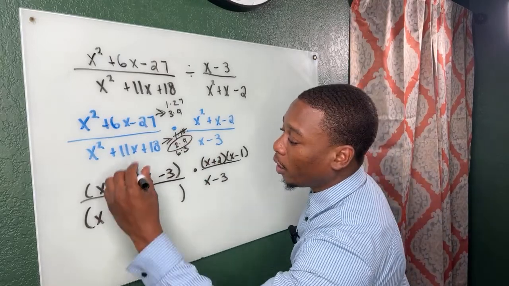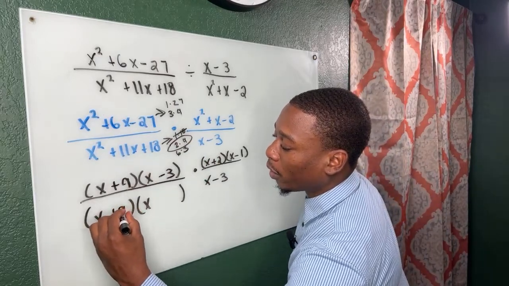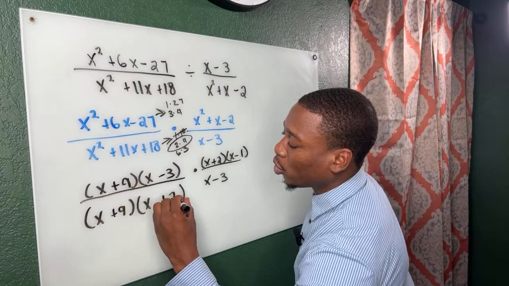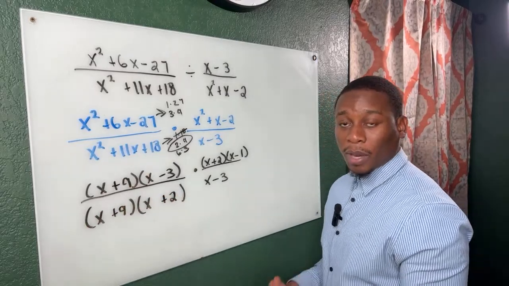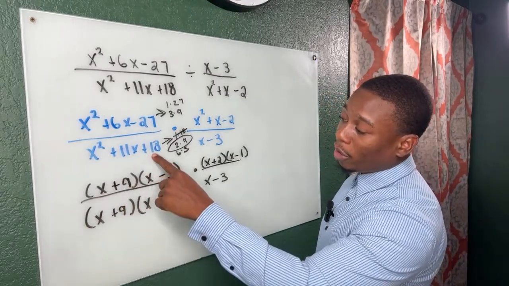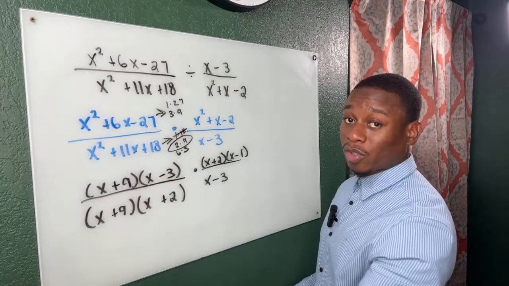Okay. So now we go ahead, we have x plus 9 times x plus 2. I know both of my factors are positive because when we multiply, our answer is positive, and when we add, our answer is positive.